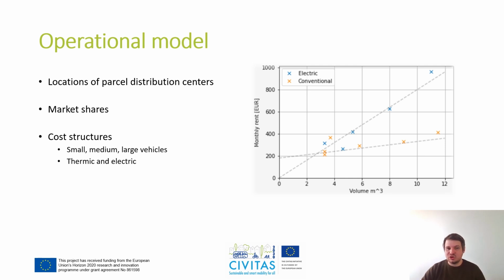After, we were looking at cost structures, so we were checking for small, medium, and large vehicles with different capacities for parcel deliveries, and then also for thermic and electric vehicles. What is the price based on the capacity? And there we see, for instance, that usually conventional vehicles with the same capacity today are much cheaper than electric vehicles, which gives us a clear cost structure that we can implement into our model.